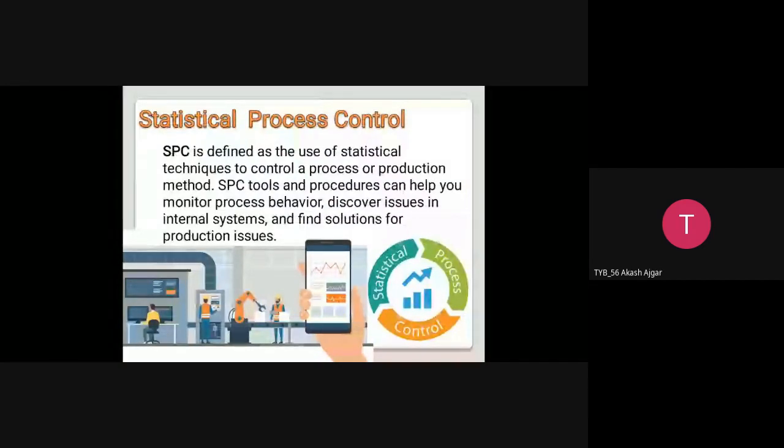So it is defined as the use of statistical techniques to control the process or production method. SPC tools and procedures can help you monitor process behavior, discover issues in internal systems, and find solutions for the production issues.